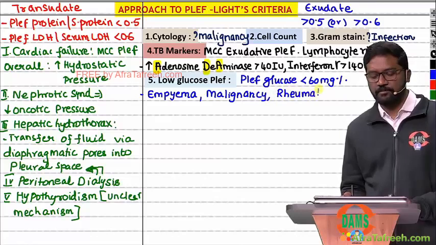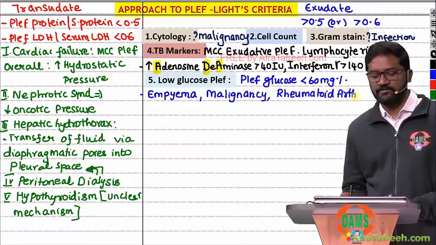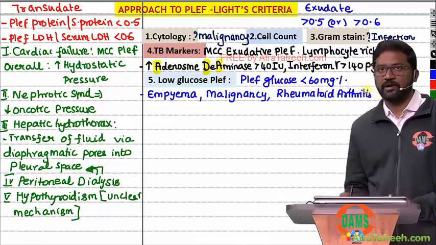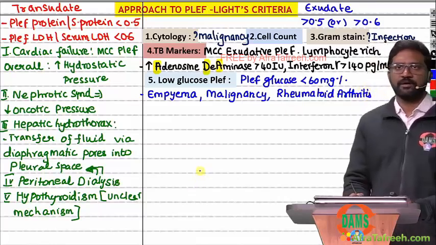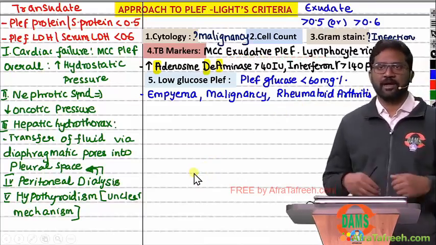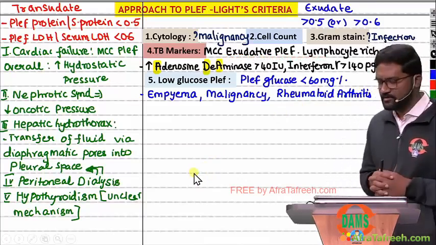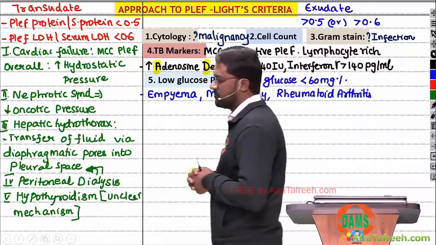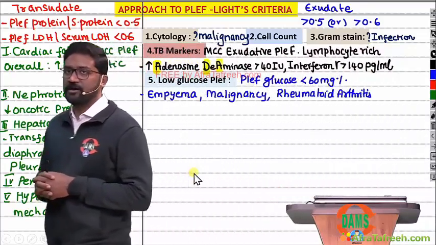So what is empyema? Empyema means pus. So what does pus contain? Pus contains a lot of bacteria. And what do they consume as food? Glucose. In malignancy, there will be actively dividing tumor cells, and the fuel for their metabolism is again glucose.